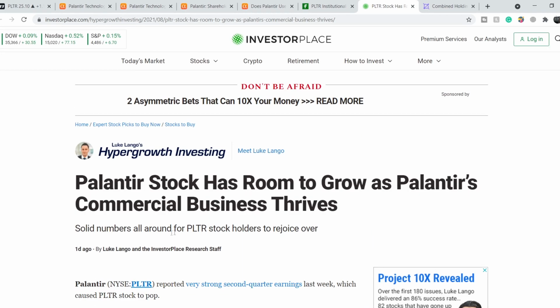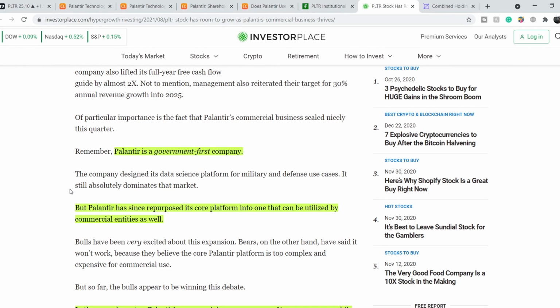We are on Investor Place, and this article was published 1 day ago, and it's titled "Palantir stock has room to grow as Palantir's commercial business thrives." Let me quote you this.